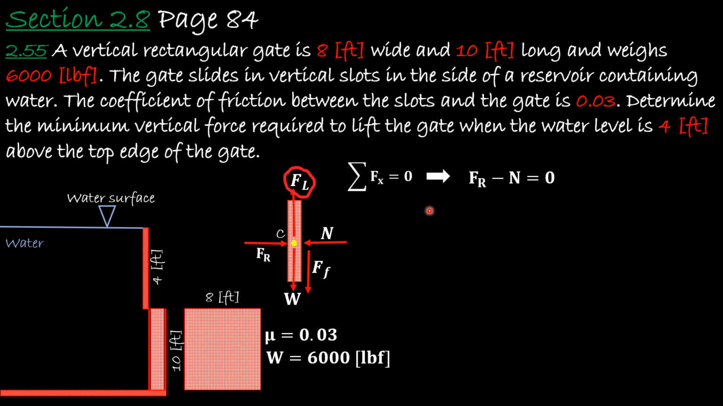So F sub r goes to the positive, F sub n goes to the left, negative. So now we can solve for F sub r, which is what we mentioned, Newton's second law.